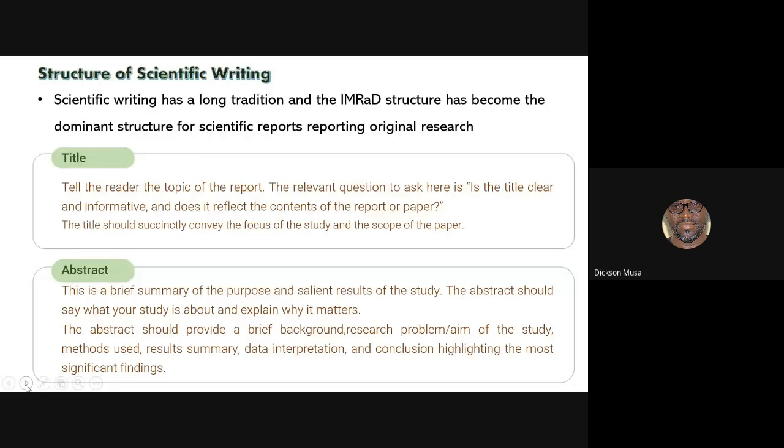Then scientific writing has a long tradition of using the IMRAD structure, that is the introduction, method, result, and discussion. Most scientific or academic papers have this structure. You have an introduction, a method section, a results section, and a discussion section. And this has become the dominant structure for scientific reports when you are reporting an original research work.